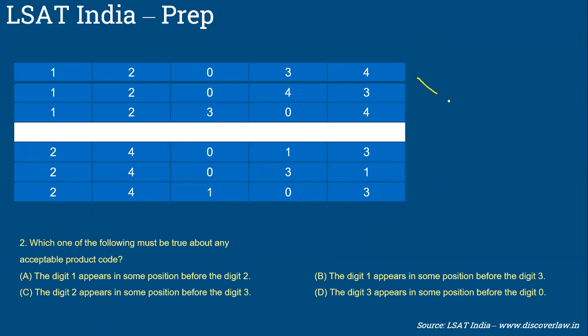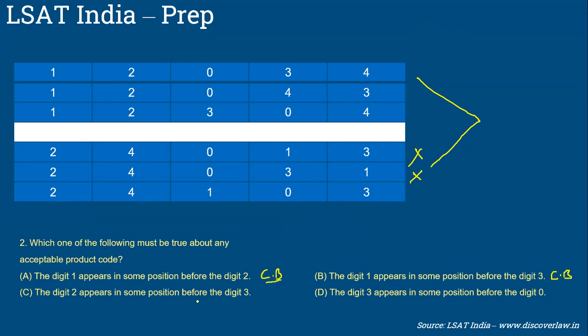See, now if you realize, to answer this question as it is, I had to solve all the cases. I had to make all the cases, right? The digit 1 appears in some position before digit 2. Correct, correct, correct, not correct. So this is a could be case, not a must be case. Look at option B. The digit 1 appears in some position before digit 3. Correct, correct, correct, correct, not correct. So this again is a could be case, not a must be case.